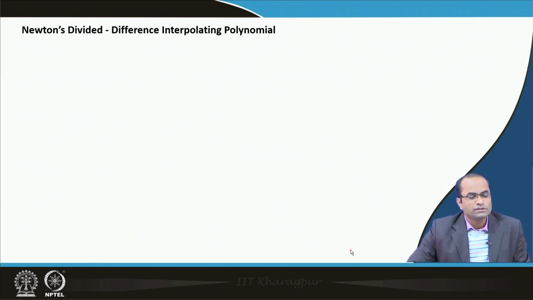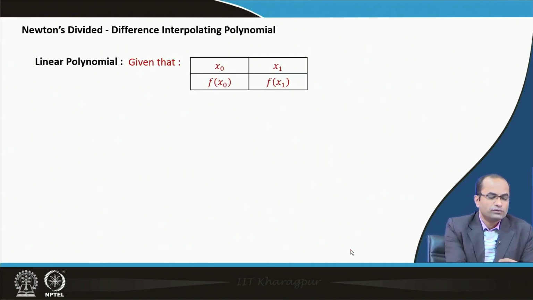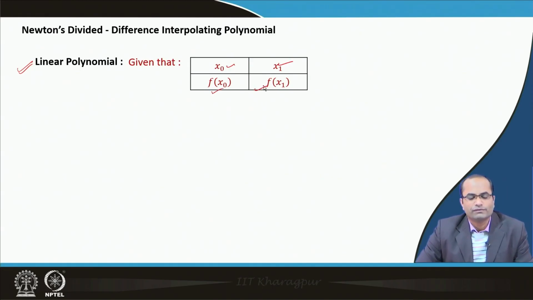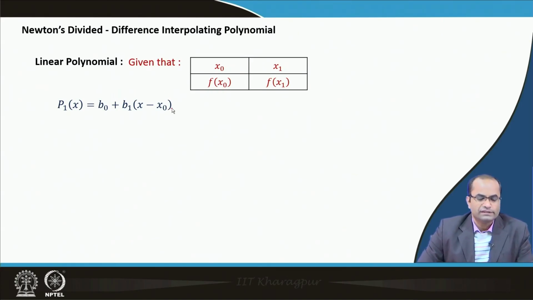So, the first one is the Newton's divided difference formula, which is very similar to what we have already done. So, let us go back to what we started with for the derivation of Newton's forward or the backward difference formula. Given that we have 2 points x naught and x 1, and their corresponding values f x naught and f x 1 are given. So, basically 2 points are given, and as we know, we can fit a straight line which will pass through these 2 points. So, we take this linear polynomial as b naught plus b 1 times x minus x naught, as we have taken earlier also.